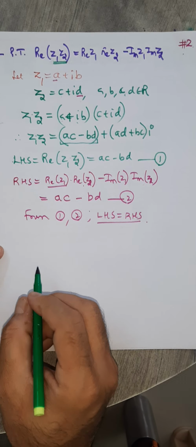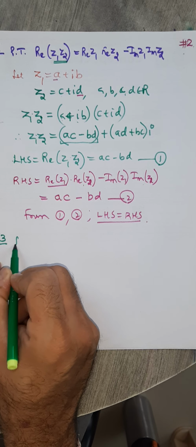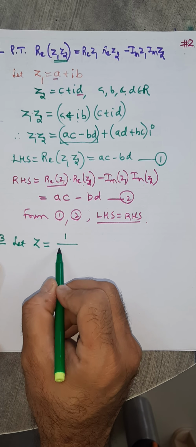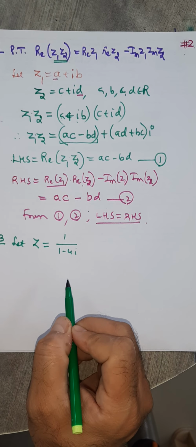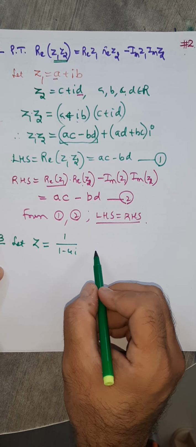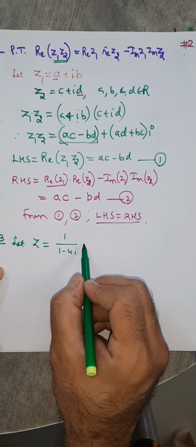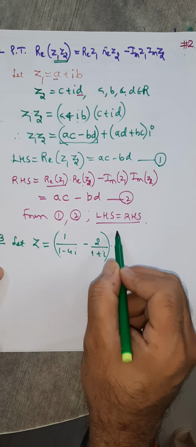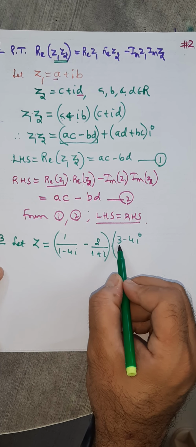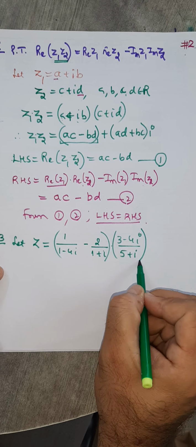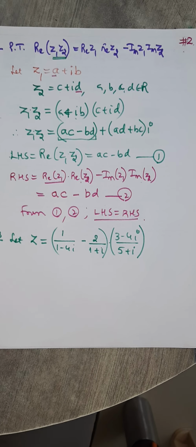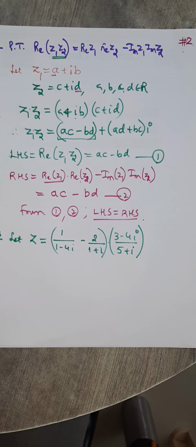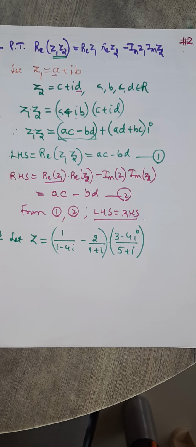Third question here. Let me call that as complex number z here. z equals to, you have 1 upon 1 minus 4 iota minus 2 upon 1 plus iota into 3 minus 4 iota upon 5 plus iota. This is a complex number because iota is involved. So we just simplify and we'll show that it is in a plus ib form. That is the question. We want to reduce and show it in a plus ib form.